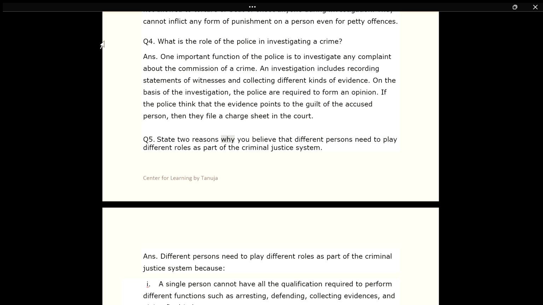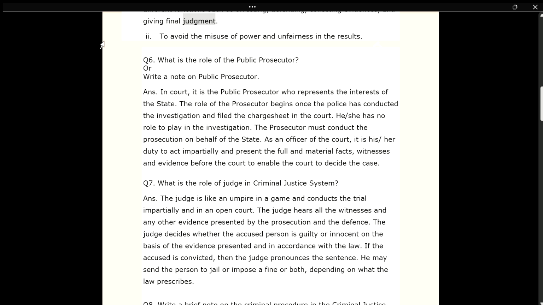Q5. State 2 reasons why you believe that different persons need to play different roles as part of the criminal justice system. Ans. 1. Different persons need to play different roles as part of the criminal justice system because a single person cannot have all the qualification required to perform different functions such as arresting, defending, collecting evidences, and giving final judgment. 2. To avoid the misuse of power and unfairness in the results.